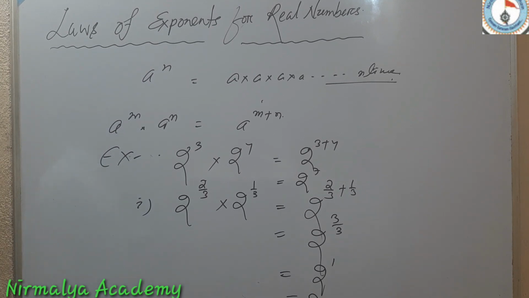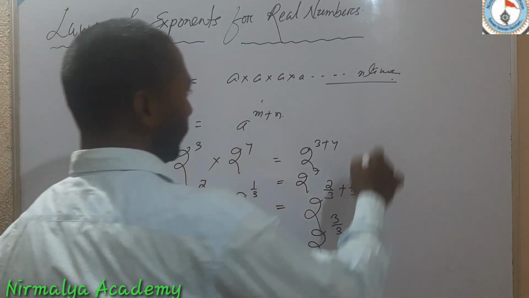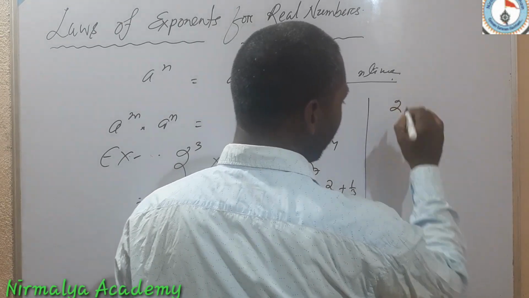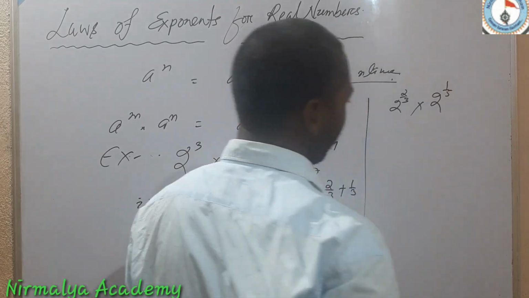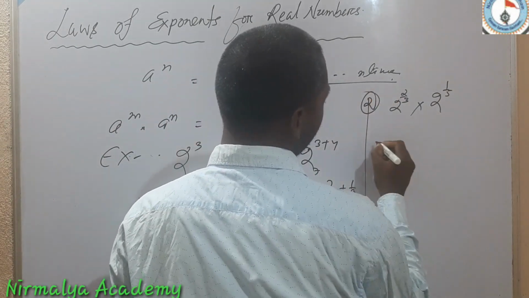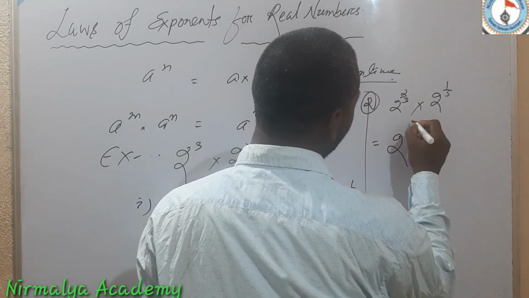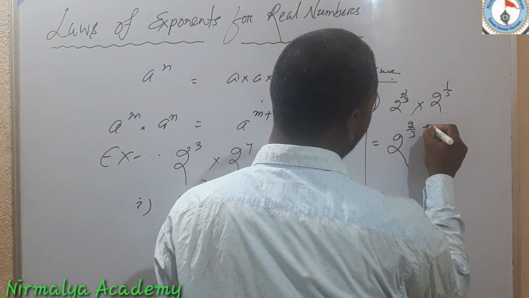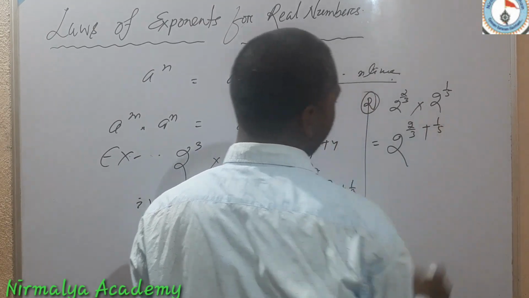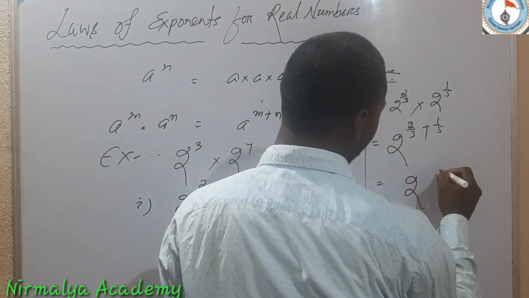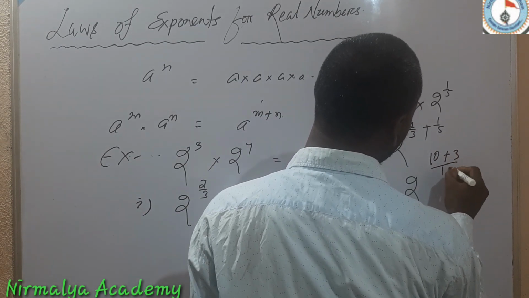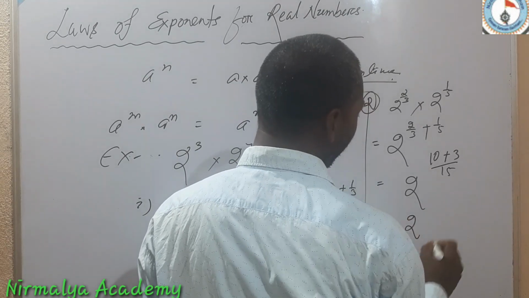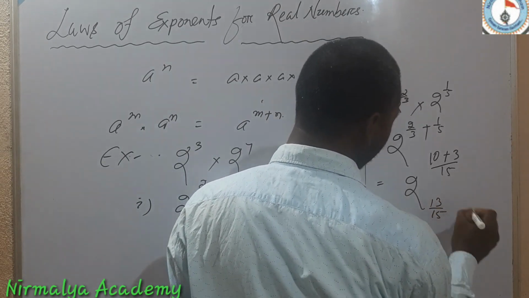Let's take another example. 2 to the power 2 by 3 into 2 to the power 1 by 5 equals 2 to the power 2 by 3 plus 1 by 5, equals 2 to the power 10 plus 3 by 15, equals 2 to the power 13 by 15.